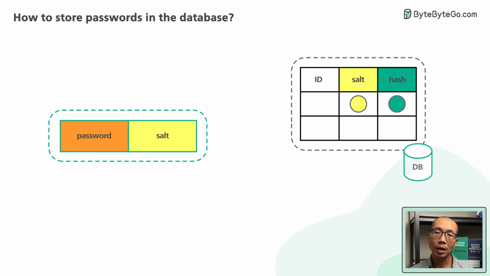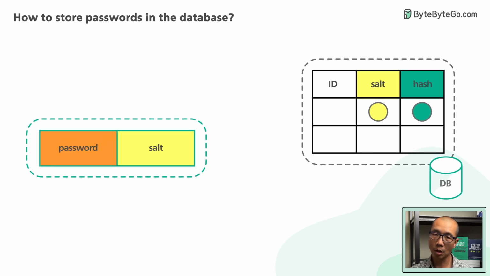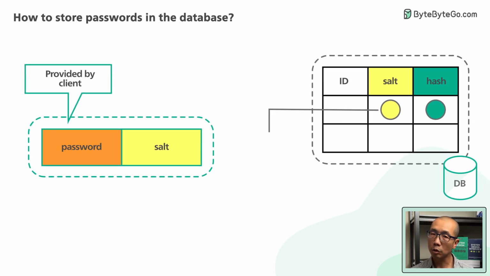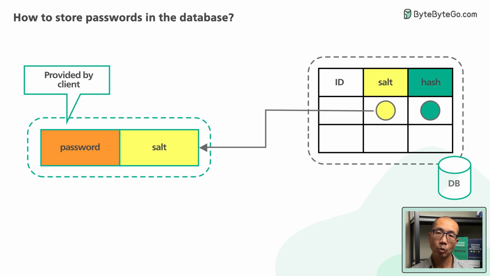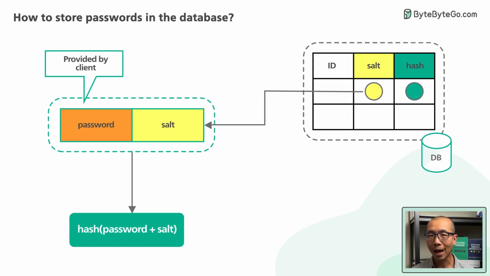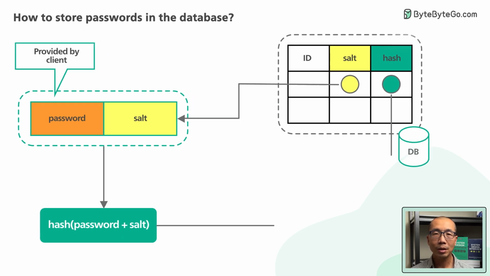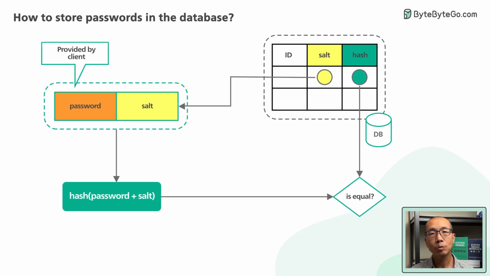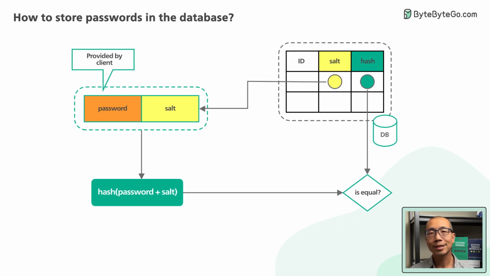Finally, let's take a look at the process in reverse. When a user logs in, how do we validate the password against what is stored in the database? First, we fetch the salt for the user from the database. We then append the salt to the password provided by the user and hash it. We compare this computed hash against the hash stored in the database. If they are the same, the password is valid. That's it about storing passwords in the database.